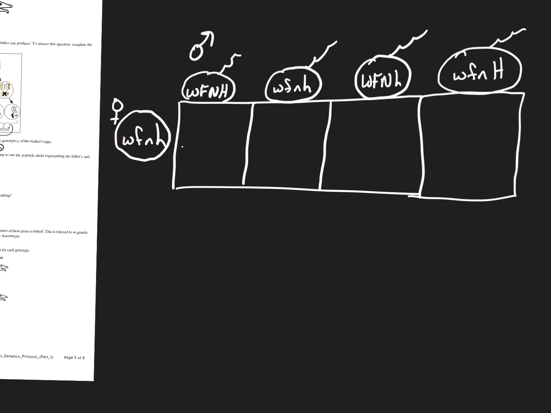And I'm going to say little w, little f, little n, little h coming from mom. And I'm going to say little w, big F, big N, big H coming from dad. It's a little genderist, but I'm going to go ahead and do this just to be clear. Hopefully the color coding helps.